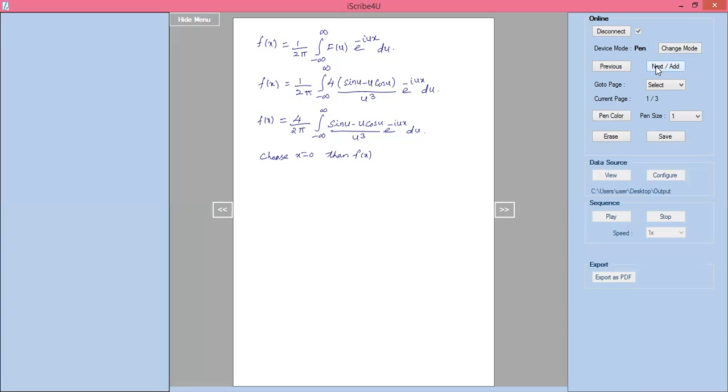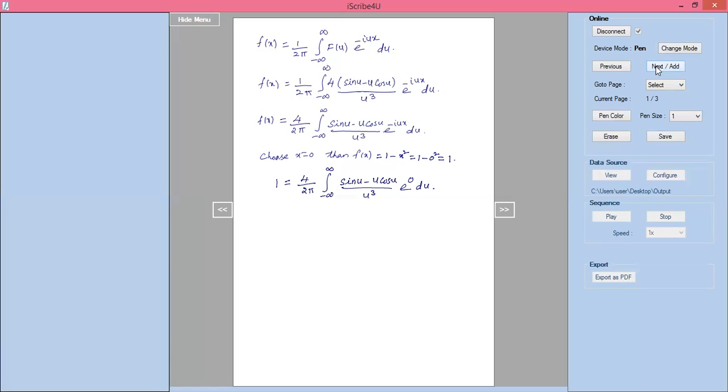So f of x equal to 1 minus x square. In this I will put 1 minus 0 square, which is 1. Now f of x is 1, equal to 4 divided by 2 pi into integration of minus infinity to plus infinity, (sin u minus u cos u) divided by u cube into e power 0 into du.